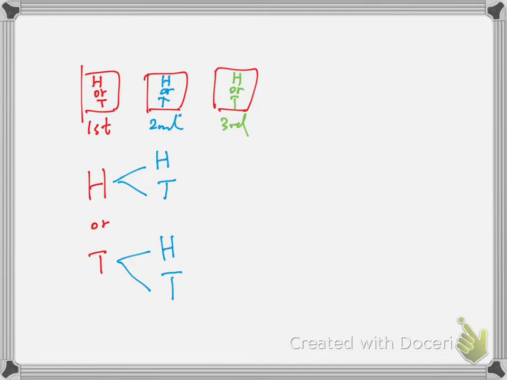The next possibility. And then the green color, so for HH, I got H the first time, I got H the second time, and then what's the third time? I got H or T again. So same thing, it doesn't matter what you get in the first or second toss, you always get two possibilities for the third toss.